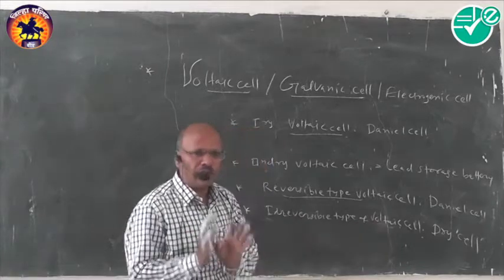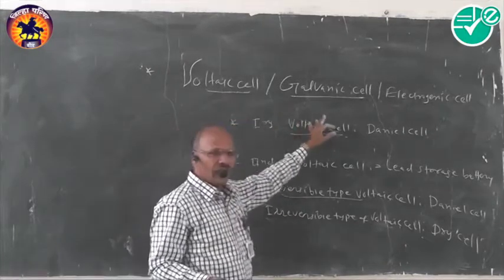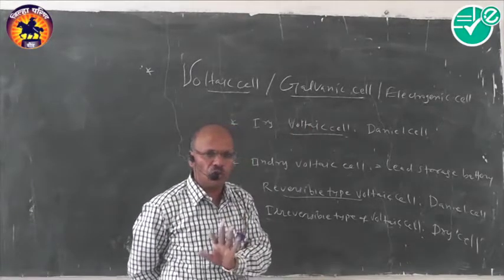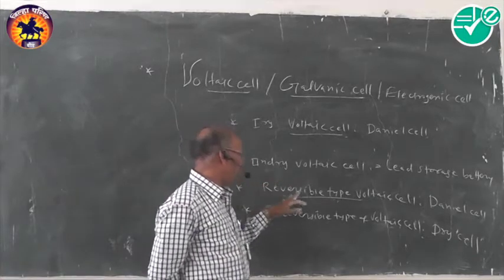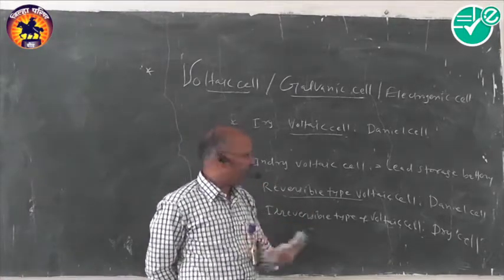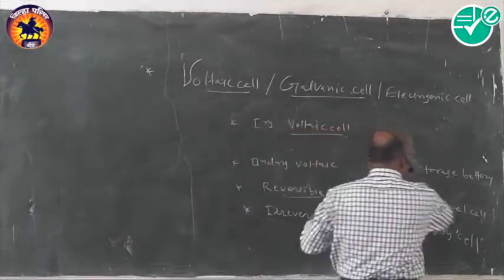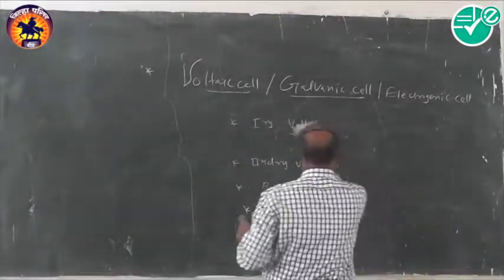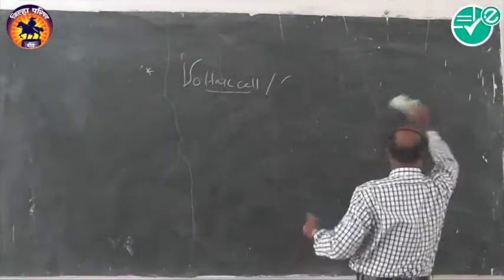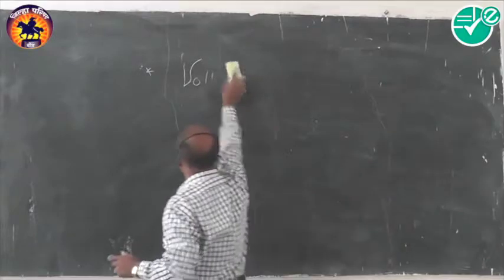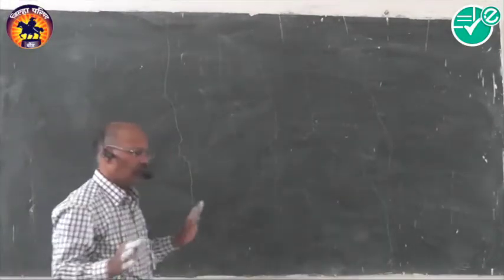So for our basic knowledge concerning the voltaic cell or the galvanic cell, it is essential to know what the primary type of the cell, the secondary type, the reversible type and the irreversible type are. Remember this. We have to remember the examples, especially from the MCQ point of view. After that, we will introduce a very important type of voltaic cell, the Daniell cell.